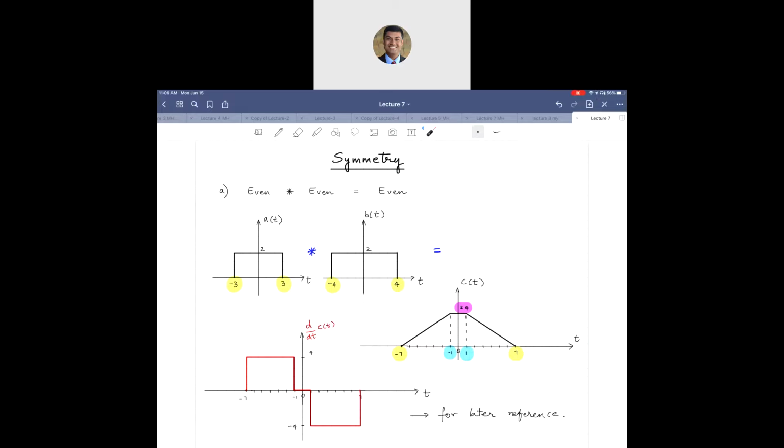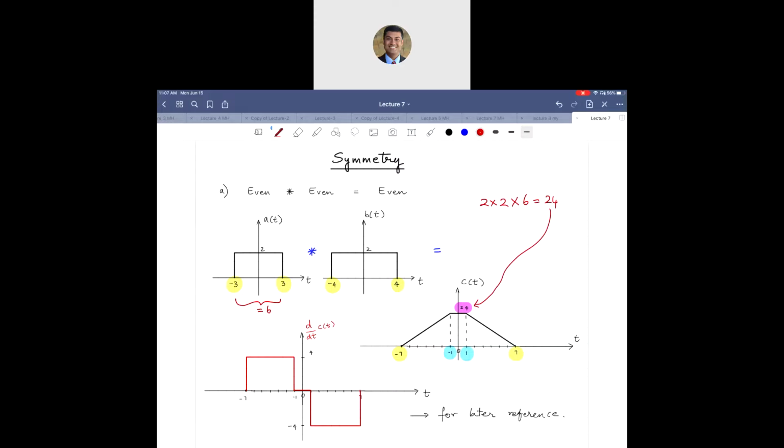Followed by the integration for 6 time units. When you multiply 2 and 2, what do you get? 4. And then you integrate that for 6 time units, because this is 6, because that's the smaller rectangle completely inside. So that gives you the 24 which we have over here.